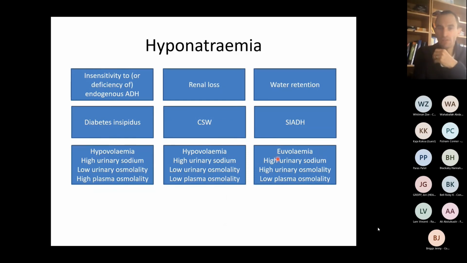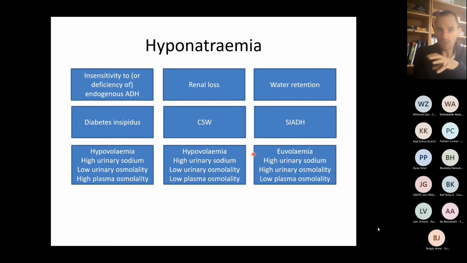They have a high urinary sodium because they're retaining water and they're not losing free water. They have a high urinary osmolality, again because they're not losing water, and a low plasma osmolality. They just don't get that thirsty. So the treatment is fluid restriction for that.